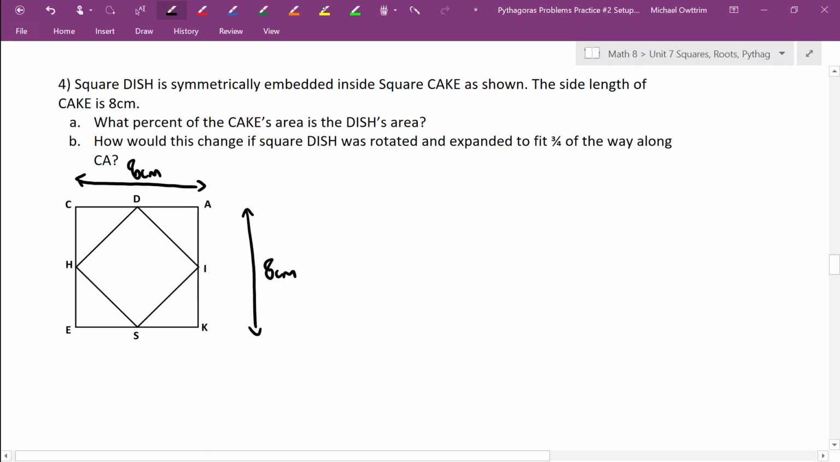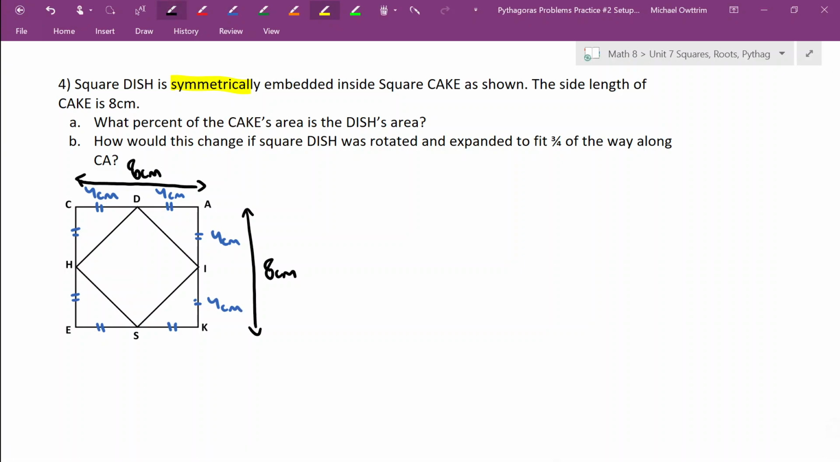Now, similar to that last one, since we are embedded symmetrically inside, then we know that all of these lengths are the same. And since 2 of those make a length of 8 in total, we know that each of them must be 4 centimeters, so that they add up to the 8 in total across the whole side.